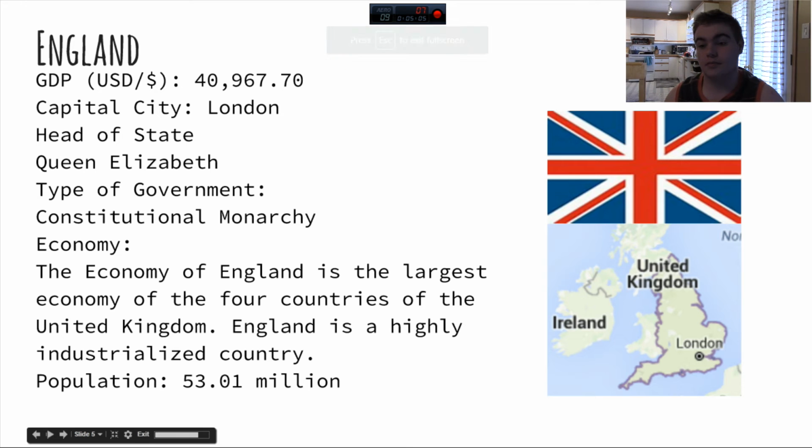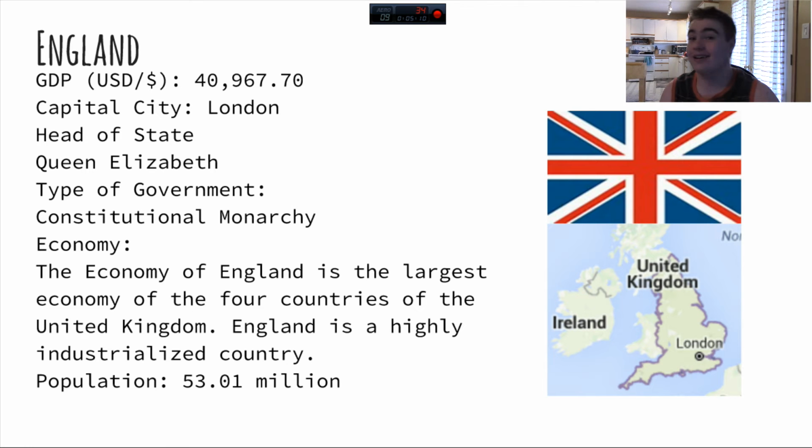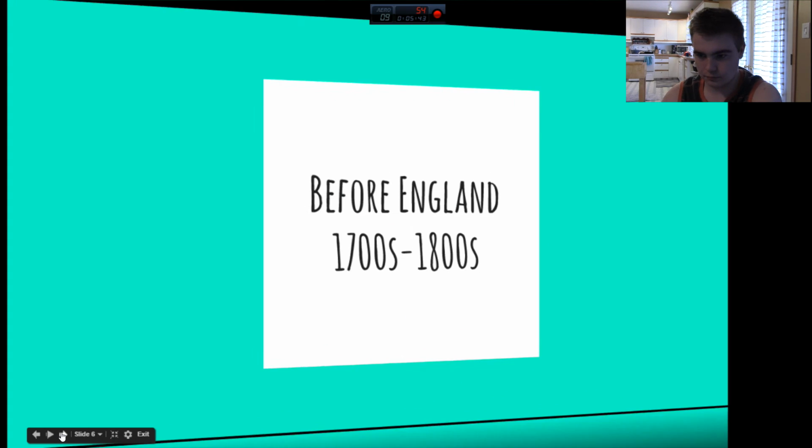The head of state is Queen Elizabeth, and the type of government is a constitutional monarchy, whereas here in Canada we are a democratic monarchy, which means we still take power from the Queen, but we have our own democratic system. A constitutional monarchy has power, but the Queen is the top of the chain. And the population is 53.01 million.